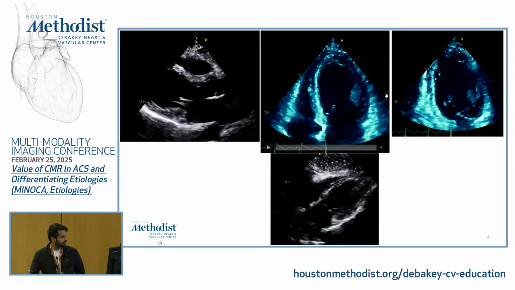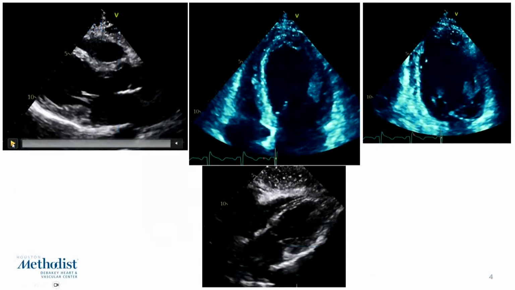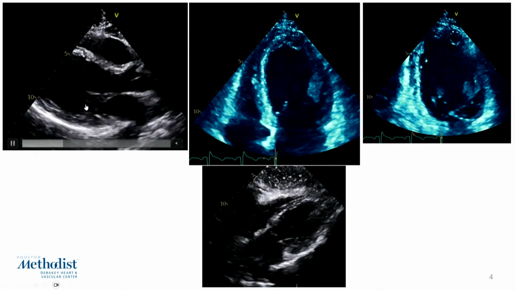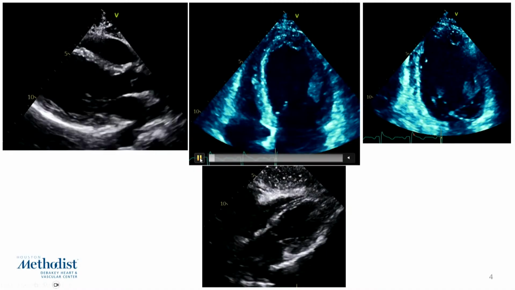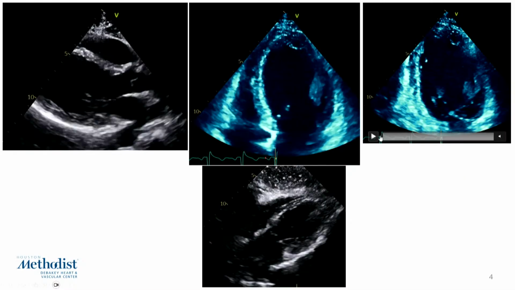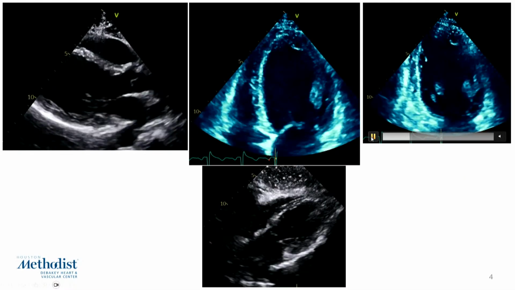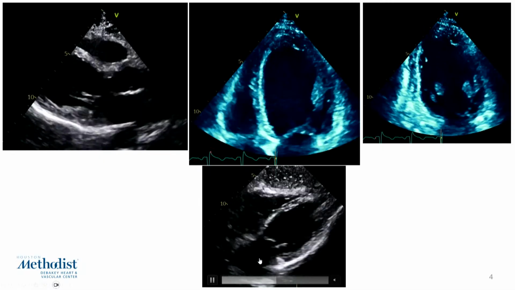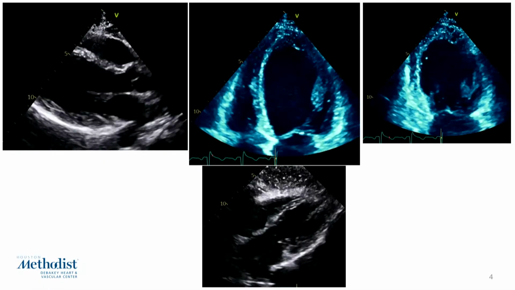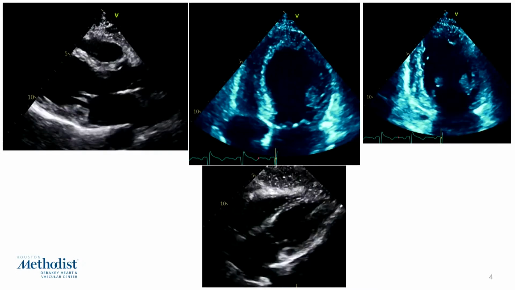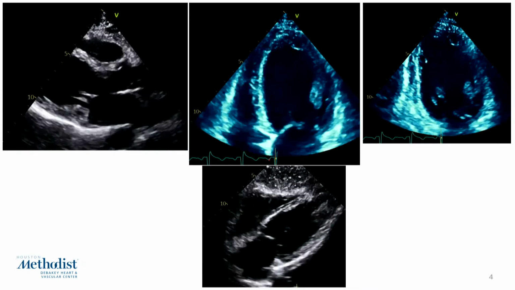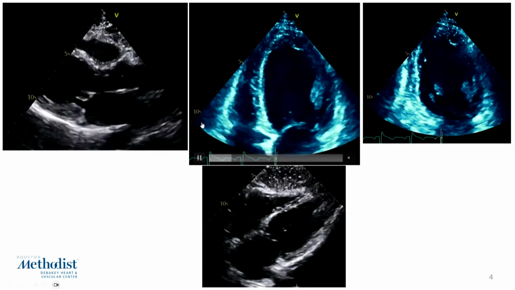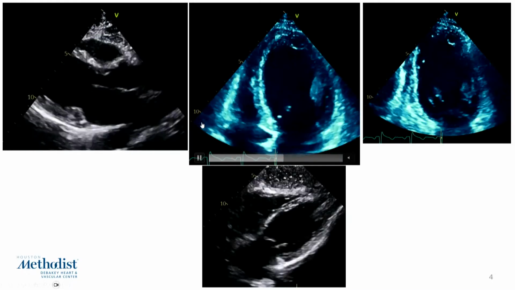And then this is the echocardiogram done as soon as she was admitted. That's a parasternal long axis view, a 4-chamber view, a 2-chamber view, and then a subcostal view. I'll just go through it quickly, but mainly what you can see is that it doesn't look normal. A 37-year-old heart should not look like that.